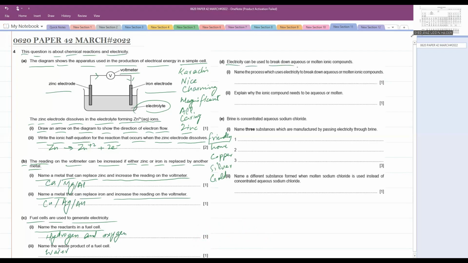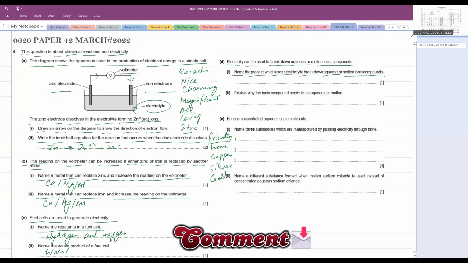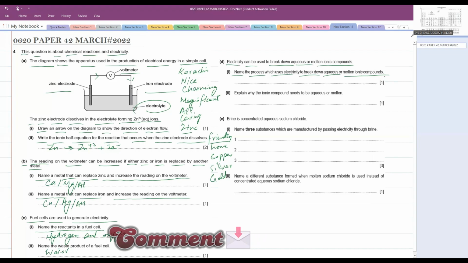Electricity can be used to break down aqueous or molten ionic compounds. Part one, name the process which uses electricity to break down aqueous or molten ionic compounds. This one is very easy. We know electrolysis is a process which breaks down aqueous or molten ionic compounds. So you'll write electrolysis.